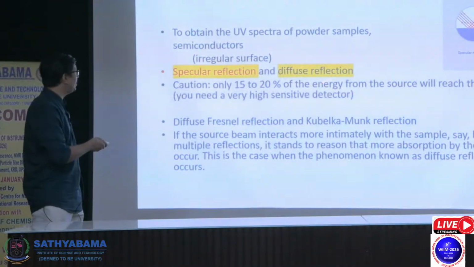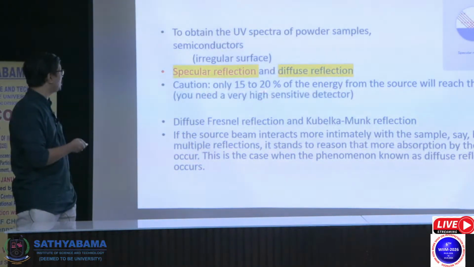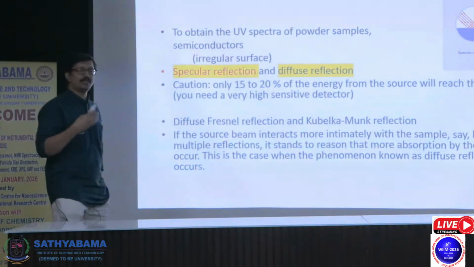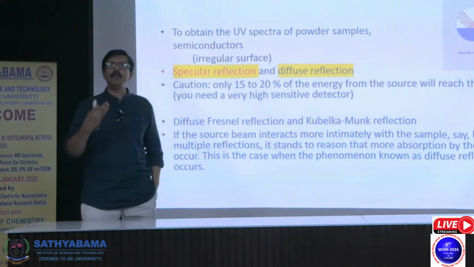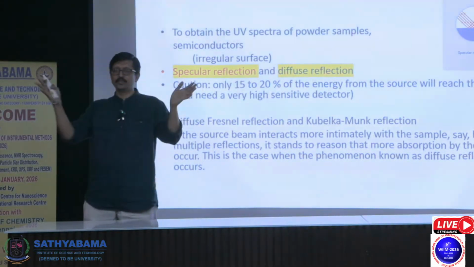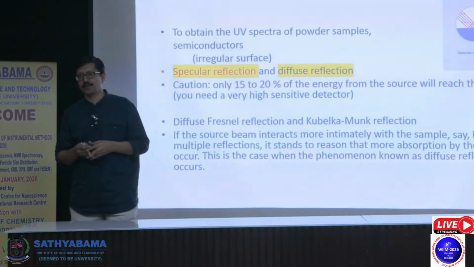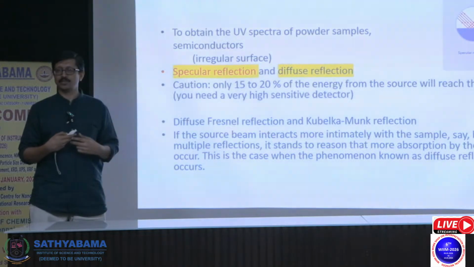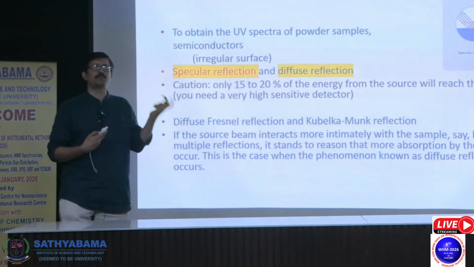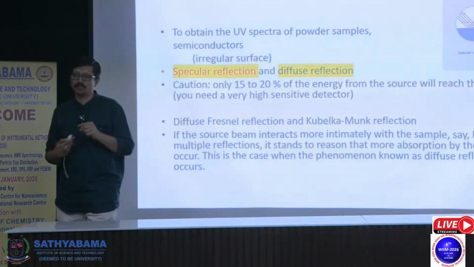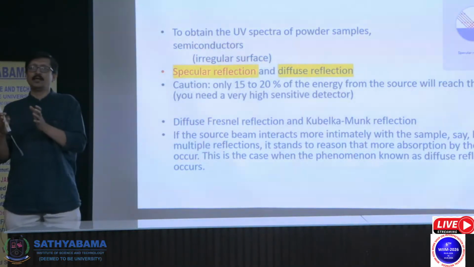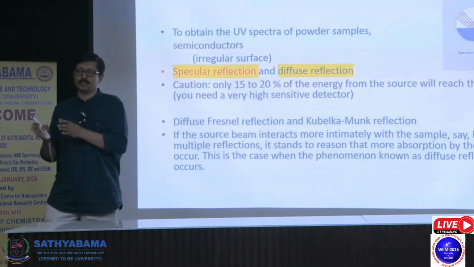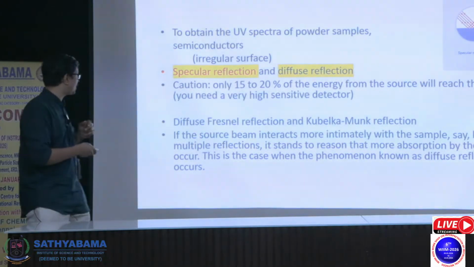So assume that you are getting diffuse reflection. But one problem with DRS is that only some 20% of the energy of the incident beam is reaching your detector, because of the diffusion, it gets scattered. So you need a very highly sensitive detector in DRS. That's one of the reasons why DRS is not as popular as UV-visible absorption spectroscopy. Most of the studies we do with absorption are based on transmittance, not reflectance.